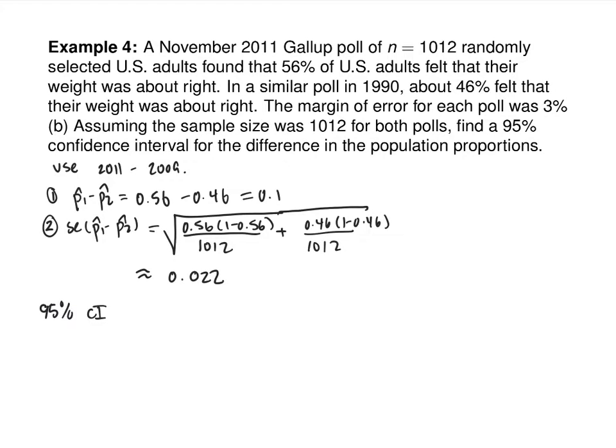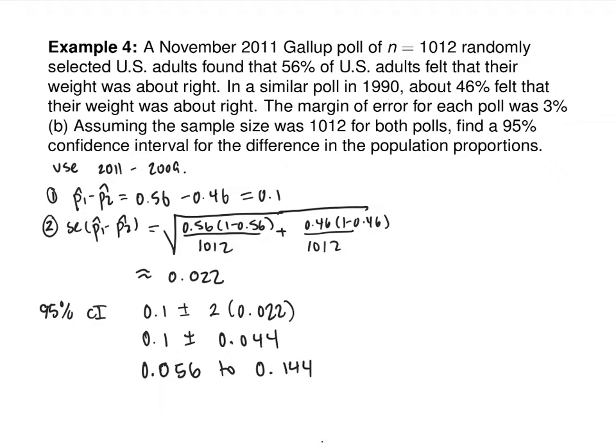Okay, the 95% confidence interval is 0.1 plus or minus a multiplier of 2 times 0.022, which is 0.1 plus or minus 0.044, or 0.056 to 0.144, which as percents, I just think they're easier, 5.6% to 14.4%.